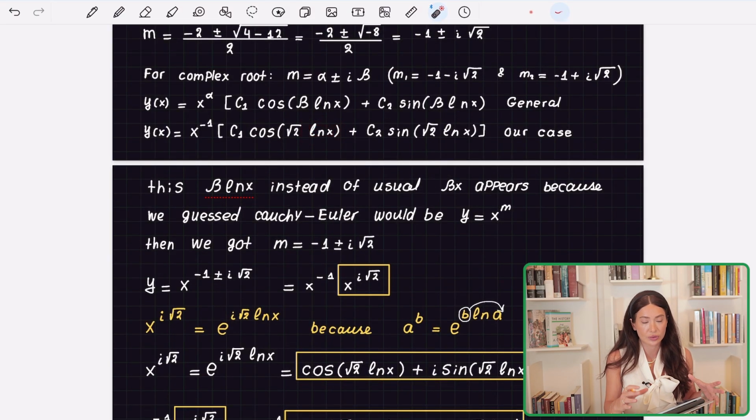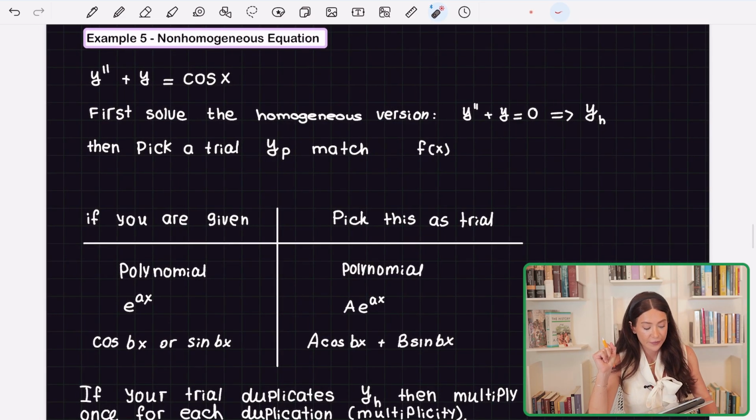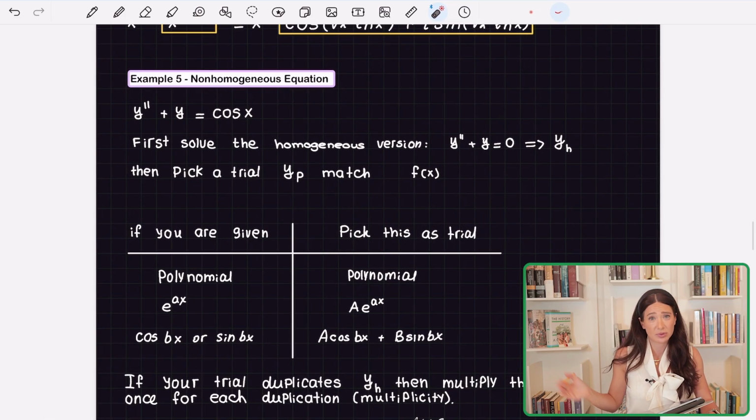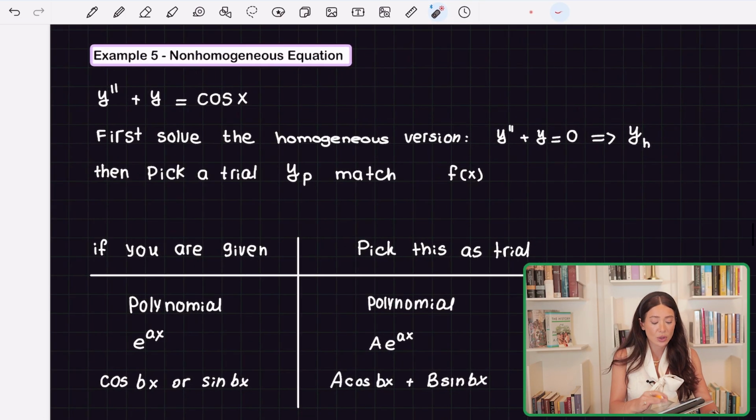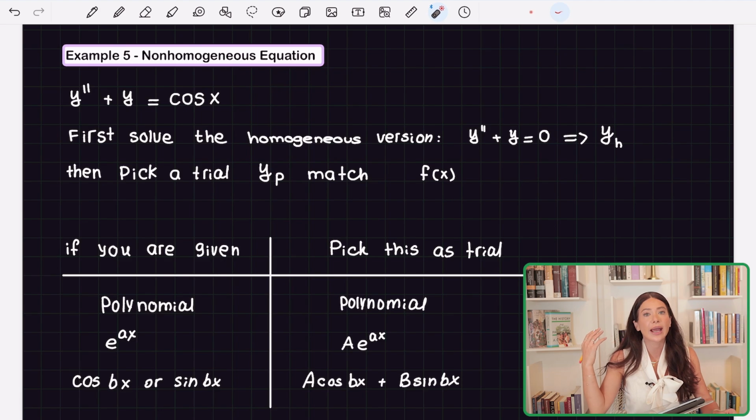Instead of just x. So that was the explanation for that. Now, non-homogeneous version. This is not very difficult. Sometimes you have homogeneous, sometimes non-homogeneous. So this could be on this side of the equal sign, and then it could be 0. So don't look for 0 on the right side. Just look for expressions with x.